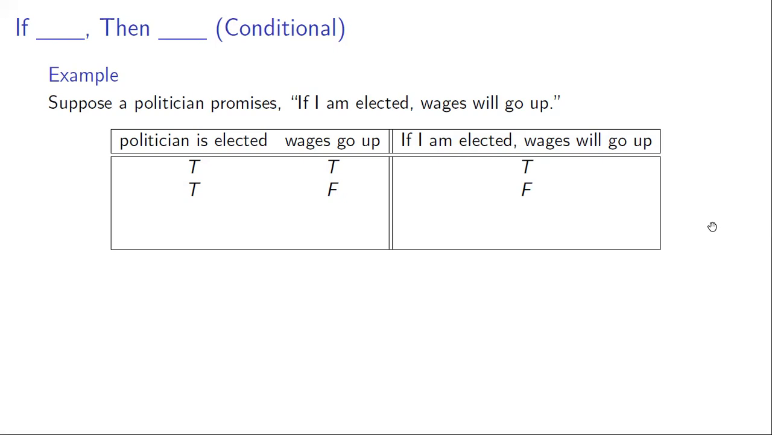Now, how about this? How about the politician is not elected? In other words, it is false that the politician is elected. The politician never gets elected, and yet wages still go up. So you might say, well, the promise was not true because the politician said, if I'm elected, then wages will go up, and they weren't elected and wages went up.